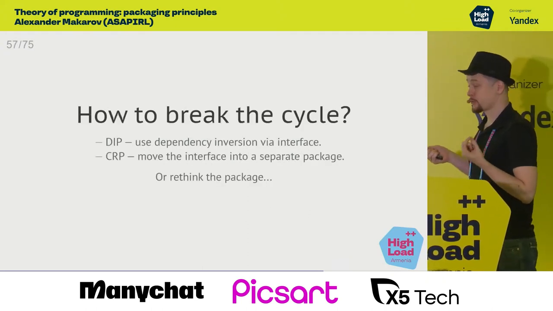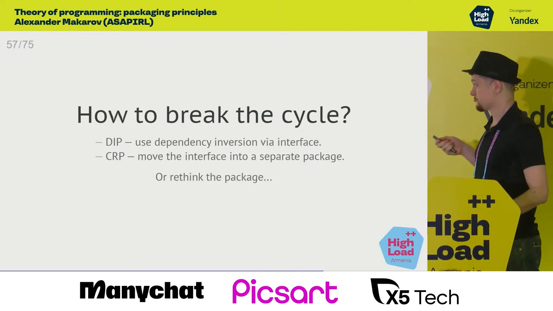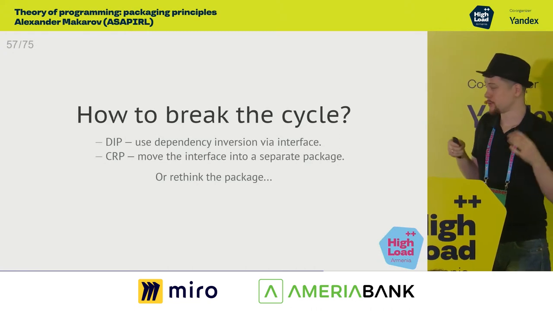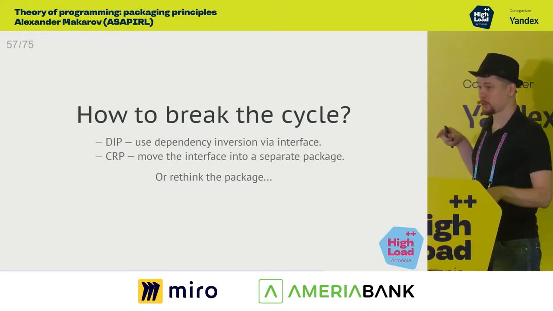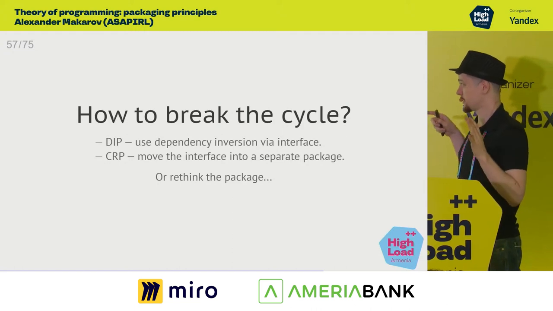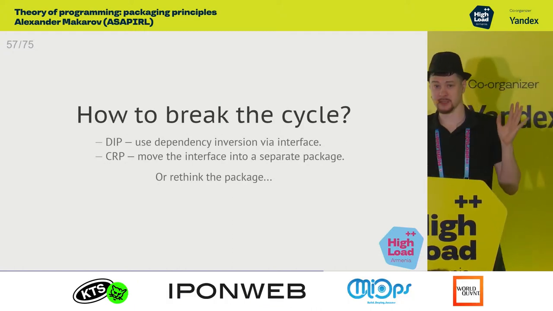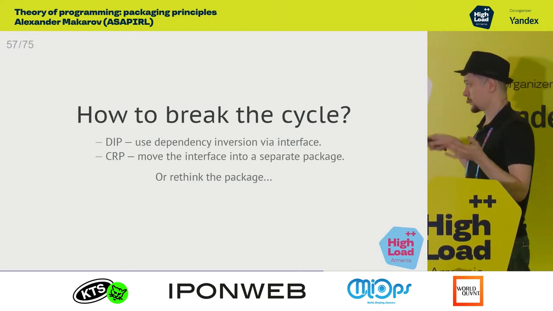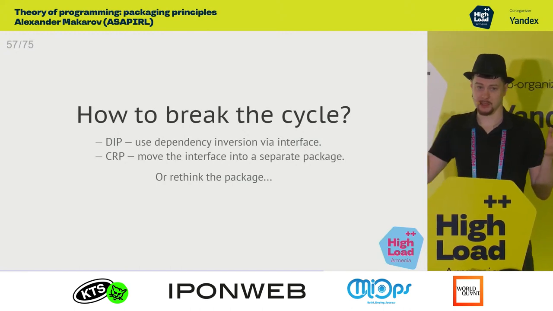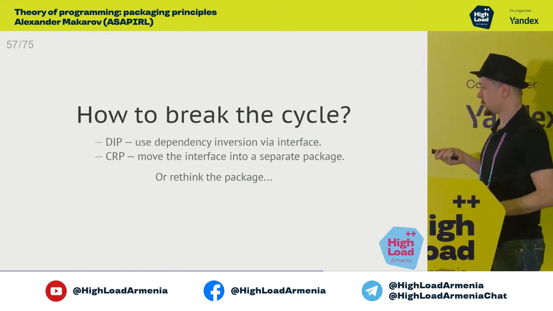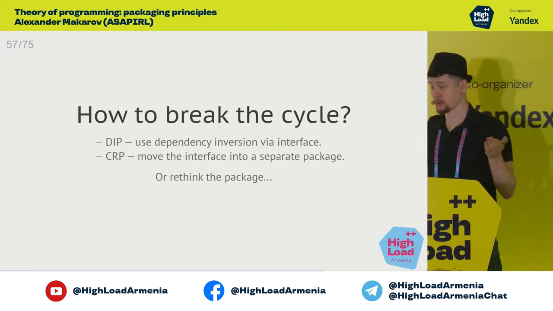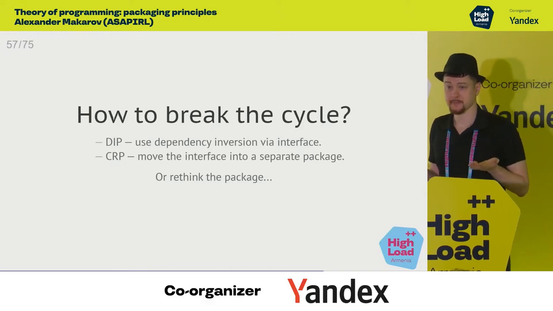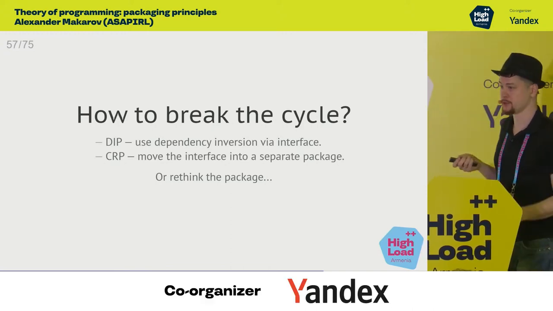So how to break the cycle if you have one? That's not so easy, but doable. You should refer to the SOLID principles and use the dependency inversion principle. So you introduce an interface in a separate package and make a dependency on the packages you have. And CRP, move the interface into a separate package. That's what we did.